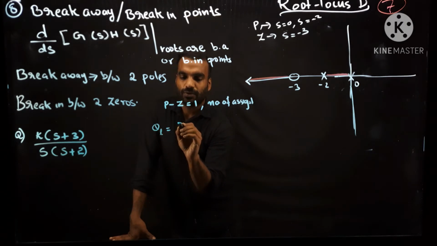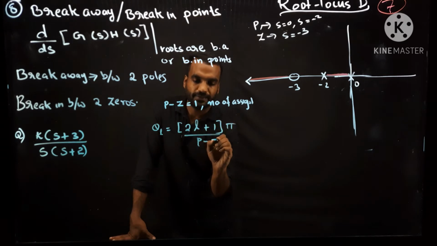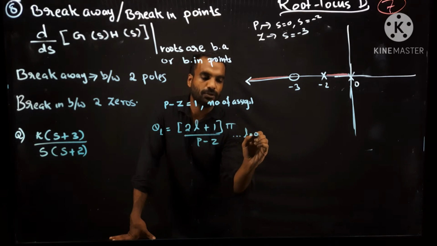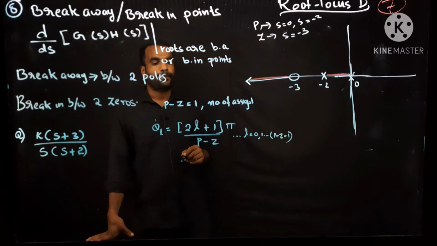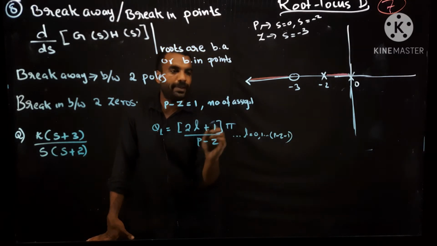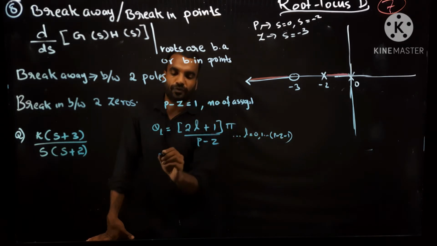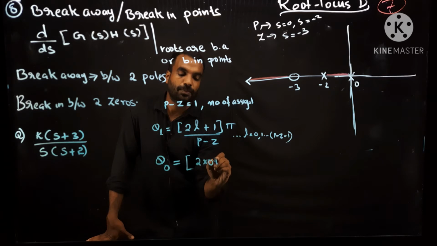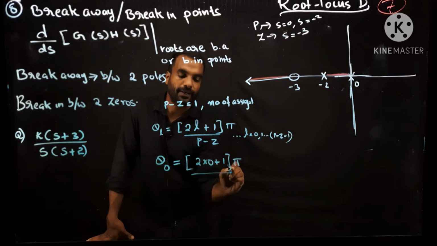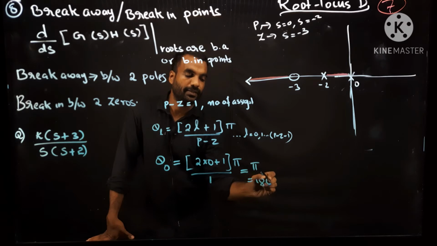Theta L is equal to (2L plus 1) times pi by (p minus z), where L is equal to 0, 1 up to p minus z minus 1. So we have p minus z is 1, so p minus z minus 1 is 0. So we have to calculate only theta 0. That is (2 into 0 plus 1) times pi by (p minus z, which is 1). So it is pi, that is nothing but 180 degrees.